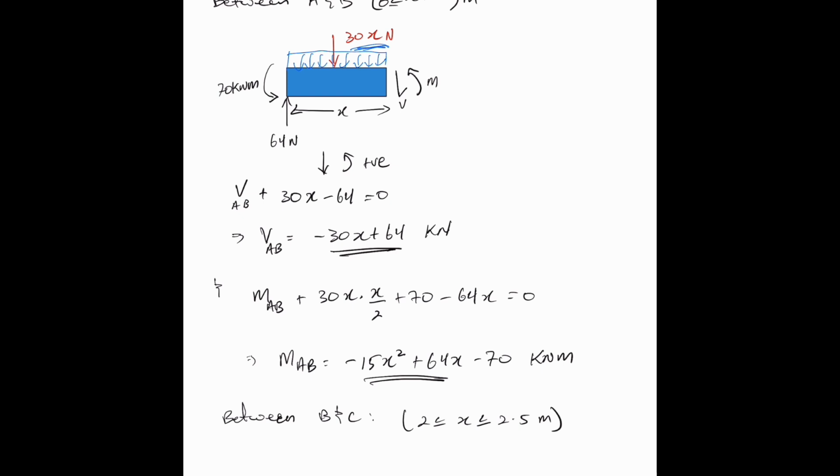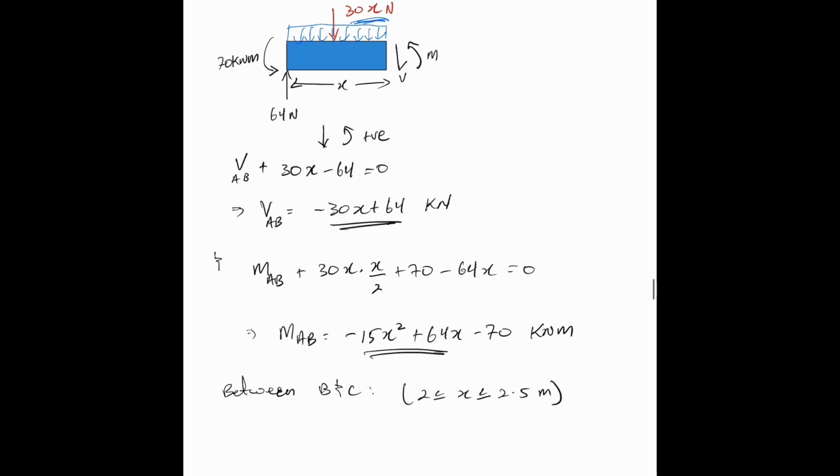For the bending moment value, we have MAB, that is anti-clockwise positive. We have the distributed term, 30x by x on 2, because the distance here is x on 2. And then we have plus 70, that is the reaction moment. So that is an applied moment to the beam that keeps the beam in equilibrium, and you can see that is anti-clockwise, so it's positive. And then minus 64x, which is that direction, 64 by x. That will give us the bending moment equation.